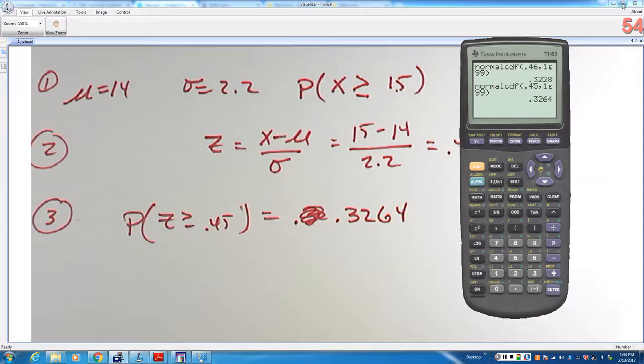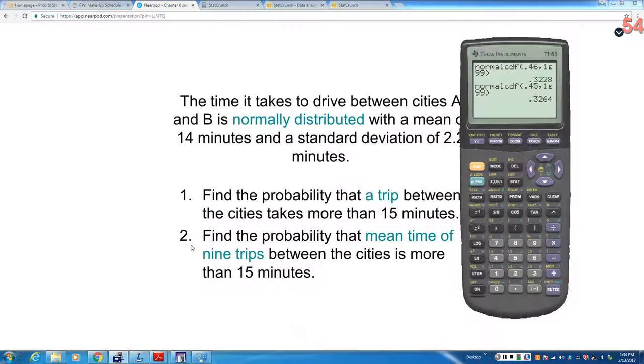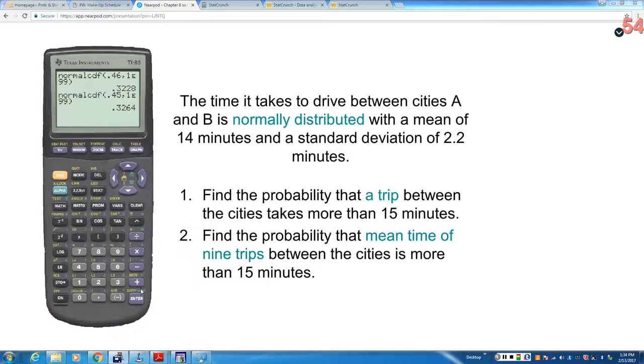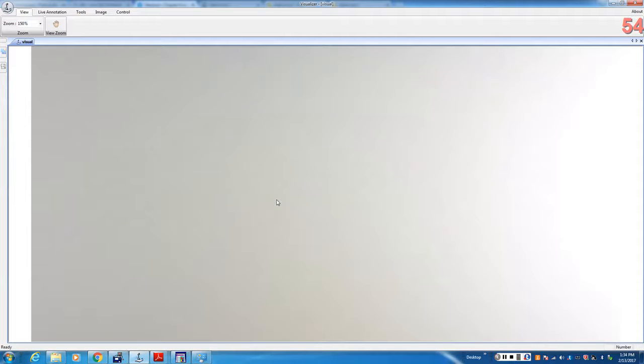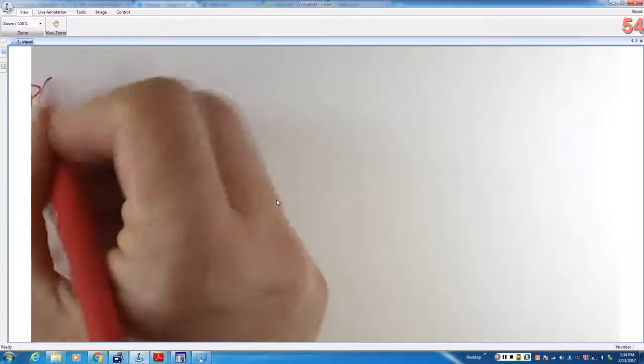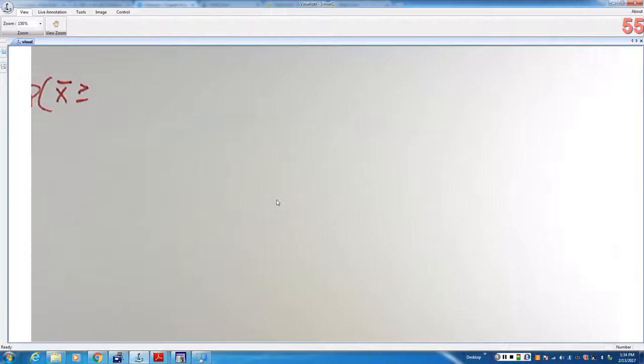Now let's look at the next one. The next one says find the probability. Look at this one because this is going to be the important part. Find the probability that the mean time of 9 trips between the cities is more than 15.